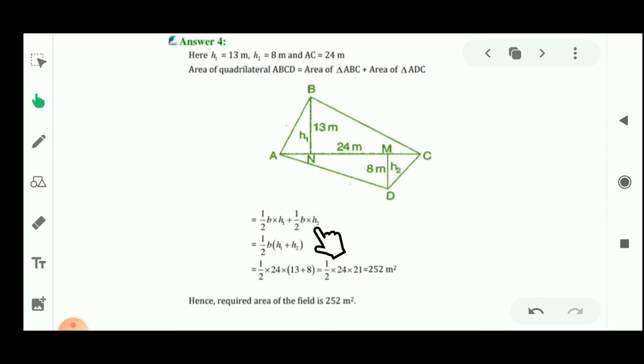Similarly, in triangle ADC, the base value is 24 meter and the height's value is 8 meter. Students, you can see the base value is the same in both triangles, so we can take the base as common, that means 24, and we have to add the heights, that means 13 plus 8, and after solving it, its value will be 252 meter square. So the area of the required field is 252 meter square.